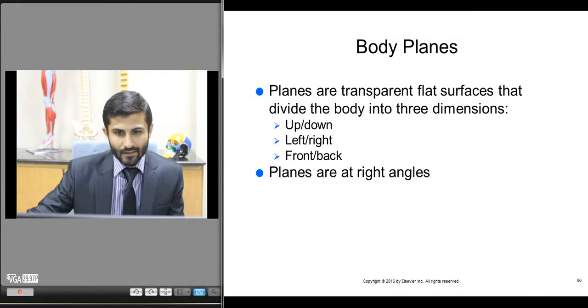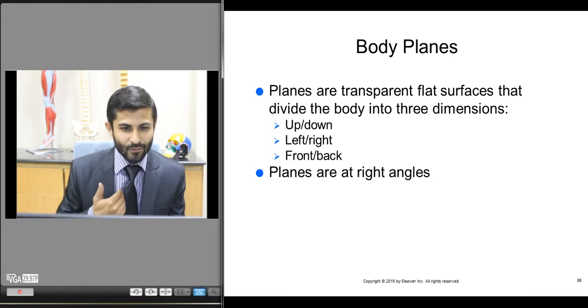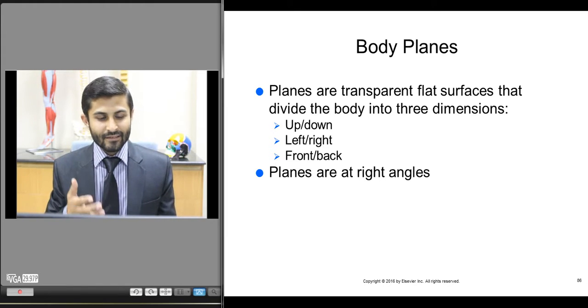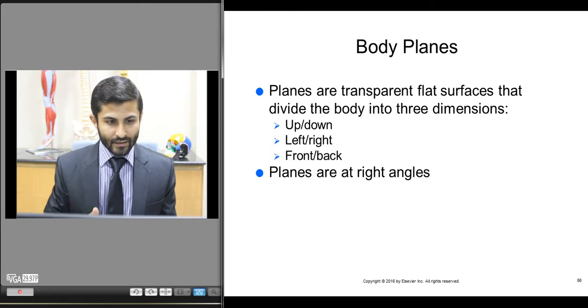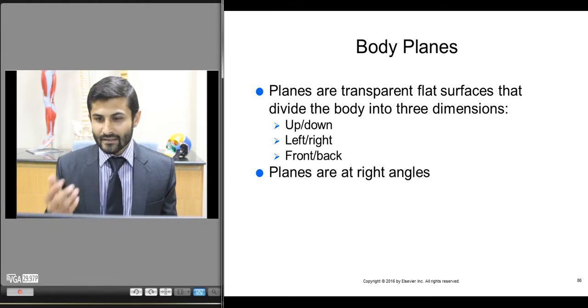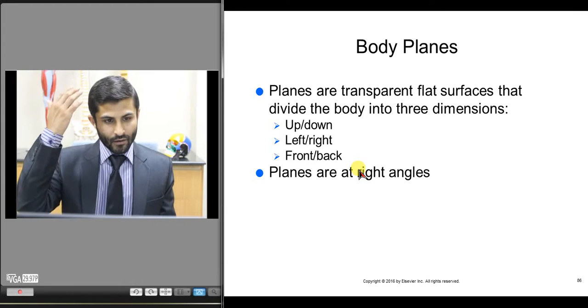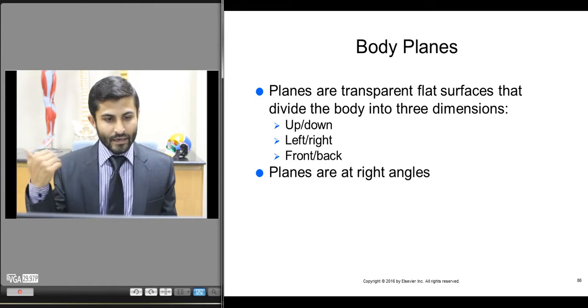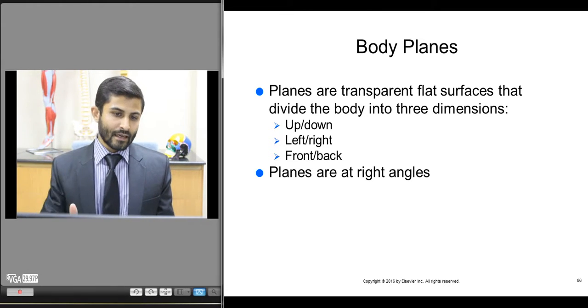Talking about the body planes, the body planes are transparent flat surfaces that divide the body into three dimensions. These are just descriptive terms. There is no such thing that divides your body right now or my body right now, because in anatomy we need some reference points. That is the reason these are imaginary lines that are made for an easier understanding of the structures. So there can be up or down, left or right, or front and back. They are dividing your body into superior, inferior, or cranial, caudal, right or left, and anterior and posterior. So planes are at right angles to each other.